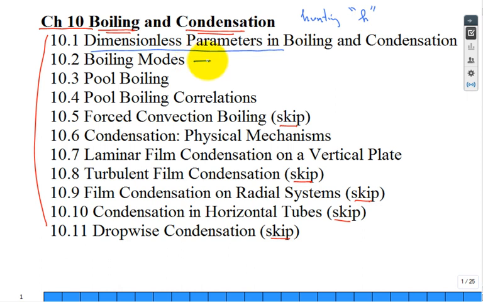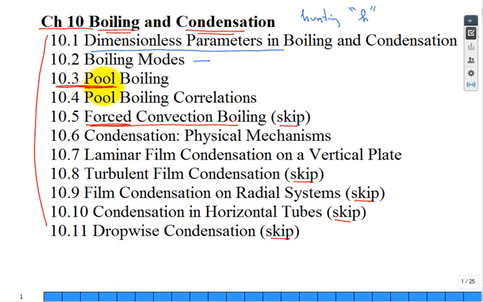Boiling modes. We'll talk about how, as you have a hotter surface in contact with the fluid that's saturated, ready to change phase, as the temperature of the surface gets greater and further above the saturation temperature of the fluid that it's in contact with, then you get a more aggressive boiling. We'll talk about the different modes of boiling. We'll talk about pool boiling before we talk about forced convection boiling.